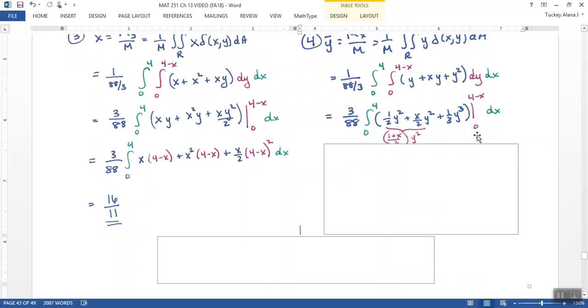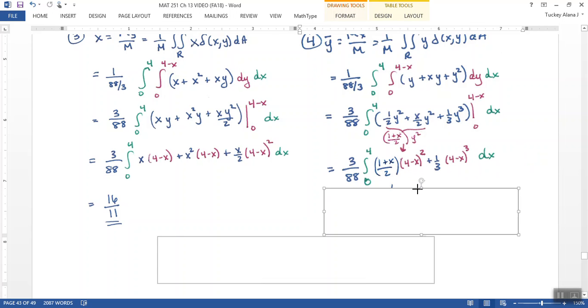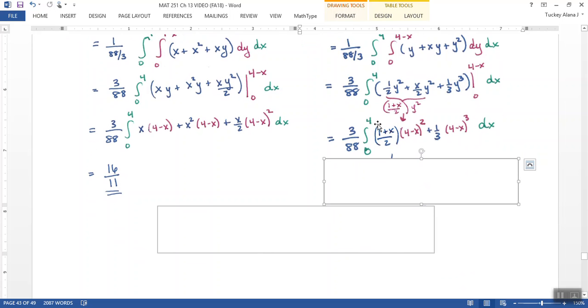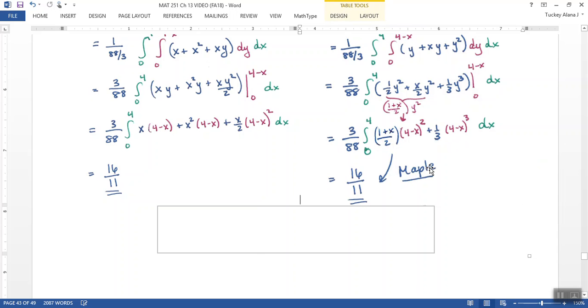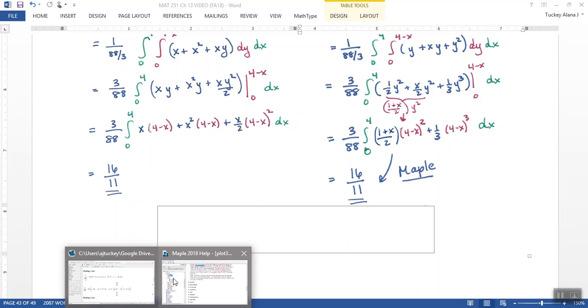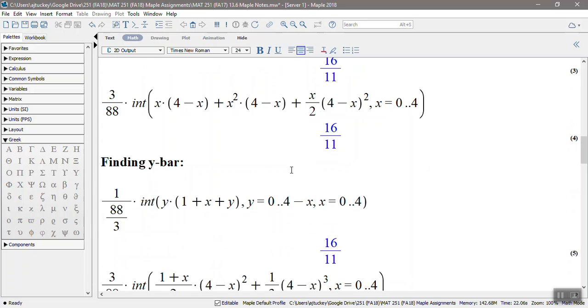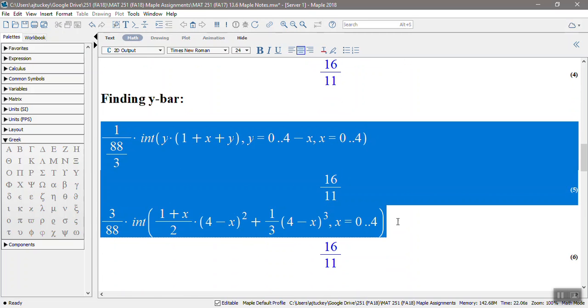I'm going to stick 4 minus x onto all that, but before I even do that, I noticed that these two terms are like terms. So I factored the y squared out, and that left me 1 plus x over 2, or a half plus x over 2. Just easier for the next step, because then I have 3 over 88, and that 1 plus x over 2 is right there. And then for y, I put the 4 minus x in, and then over here with the y cubed, I put 4 minus x in. And again, when I do it in Maple, I get the same answer I got before, which is 16 over 11. Here it is right here, in case you don't believe me.